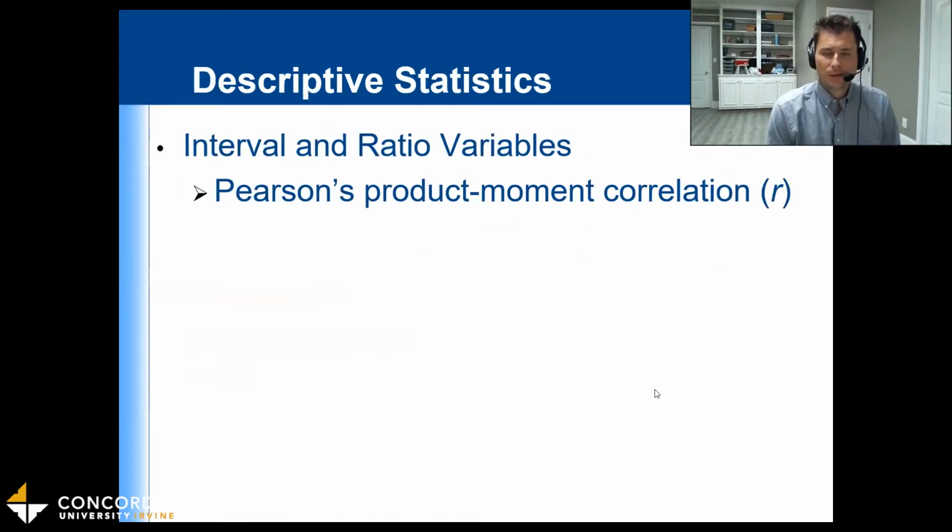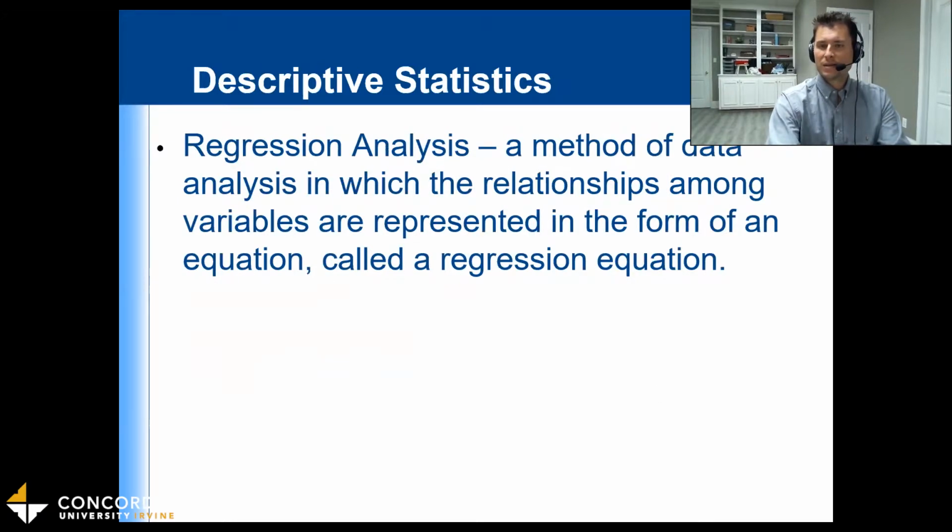Interval and ratio variables, Pearson's product moment correlation. This is a type of statistical analysis, descriptive statistics. Pearson's R correlation. It's how they correlate to one another between the variables. A regression analysis is a method of data analysis in which the relationship among variables are represented in the form of an equation called a regression equation.